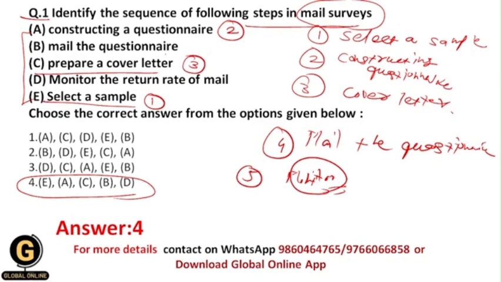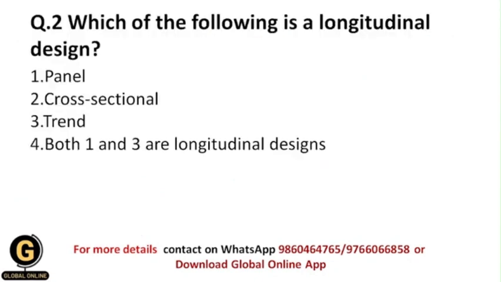B, mail the questionnaire, should be your fourth step. And monitor the response rate of mail should be your fifth step. Okay. Now next is, which of the following is a longitudinal design?